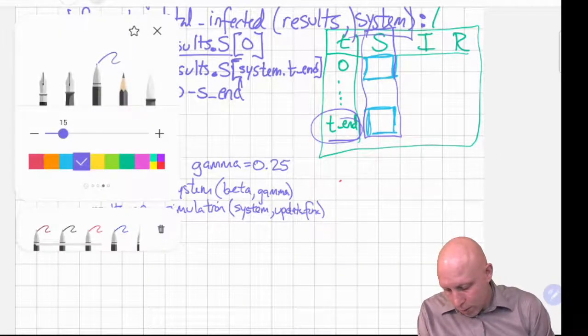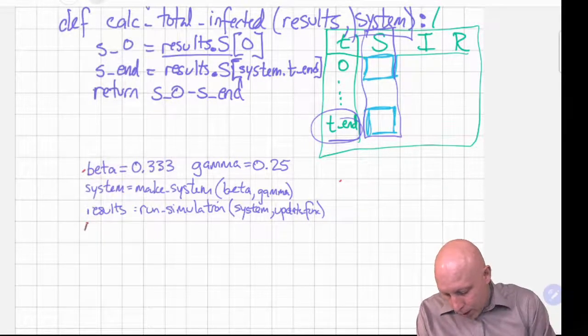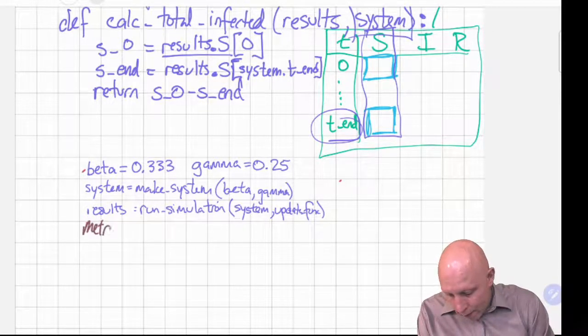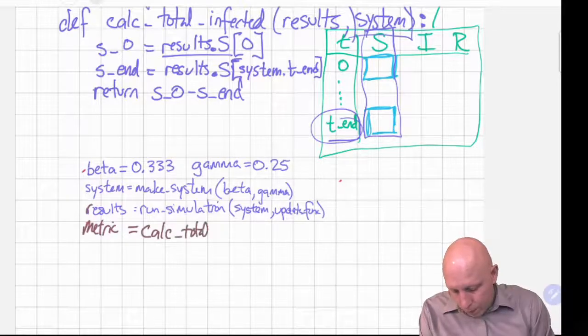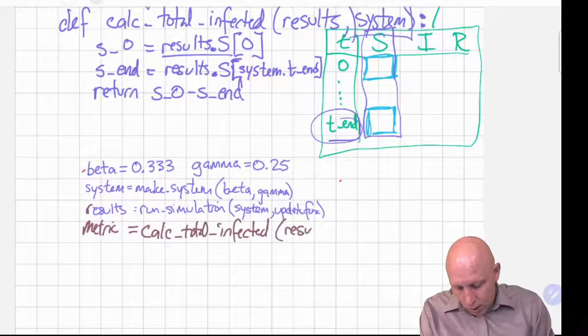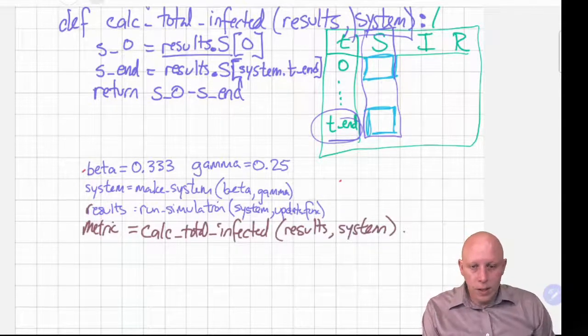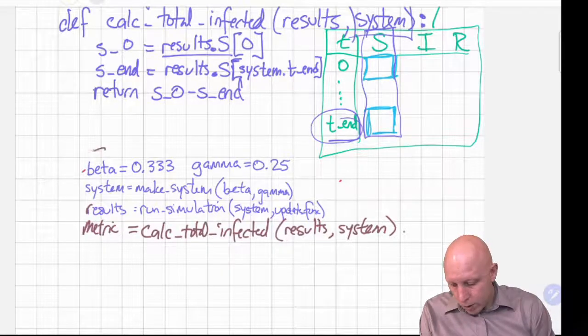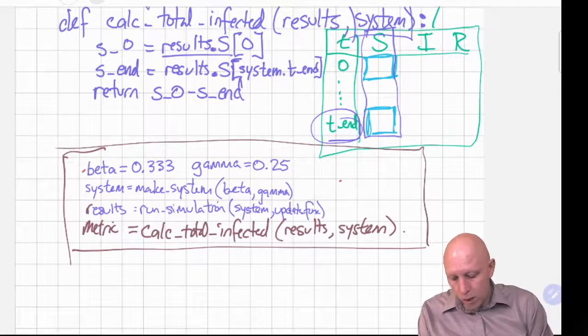All right, so our metric, that's a nice color, metric. So let's define this. We'll say metric equals calculate total infected of results and system. All right, and so we are going to use this.